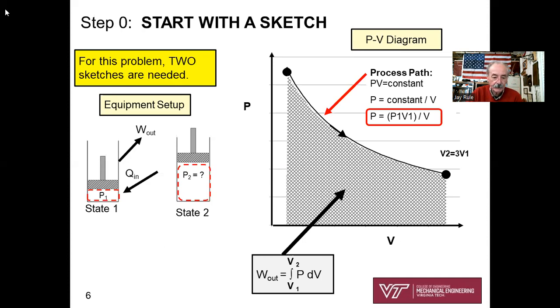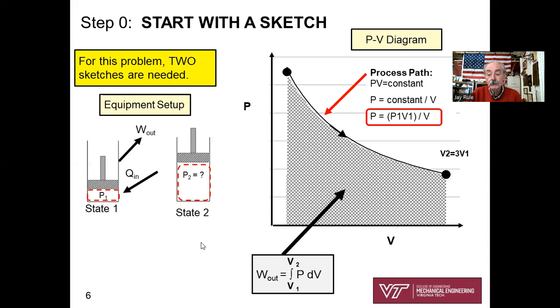The equipment sketch, here it is. I'm just depicting my closed system with my dashed line, control surface, showing heat in, work out, and showing a second state where the volume is tripled and then the pressure is reduced. Okay, so anyway, there's our equipment sketch. It's very worthy to draw that out by hand.